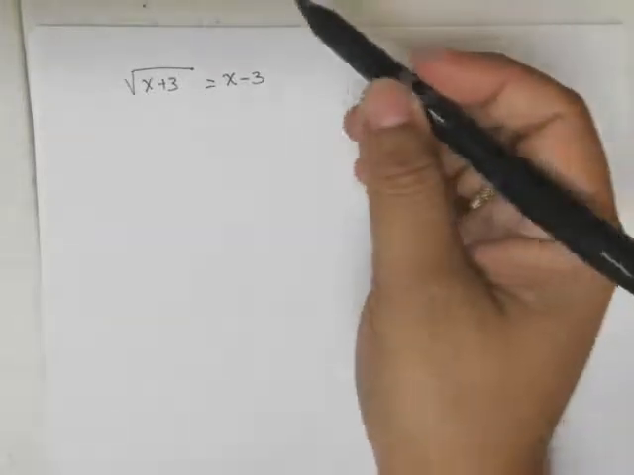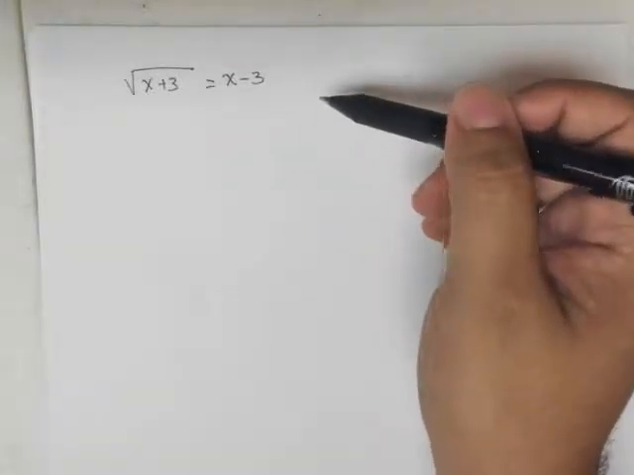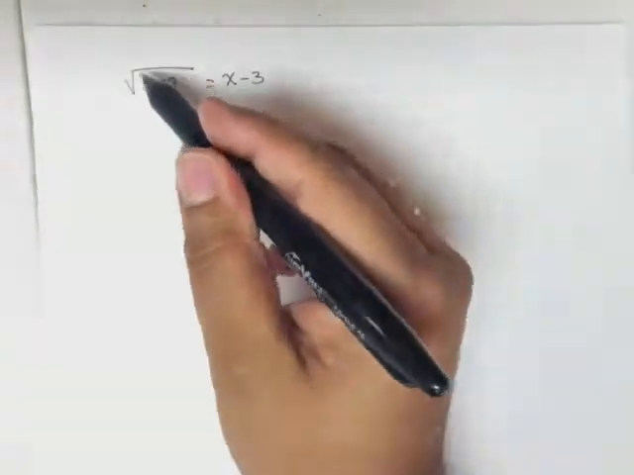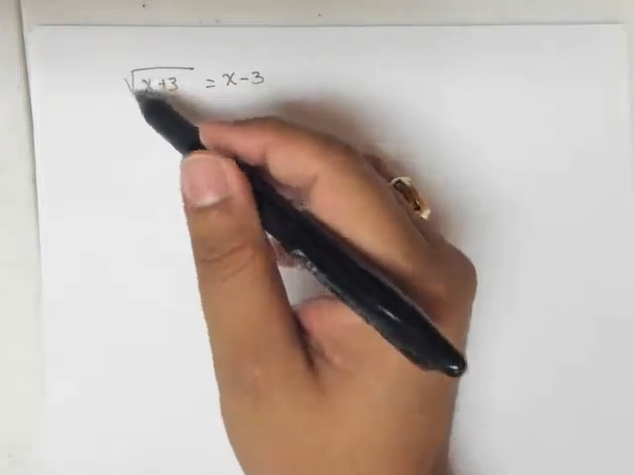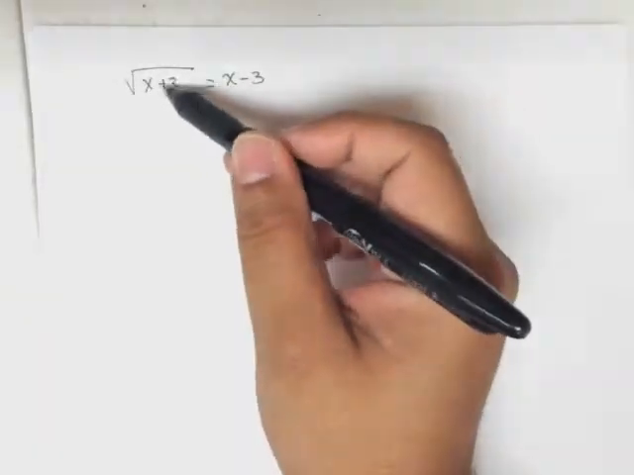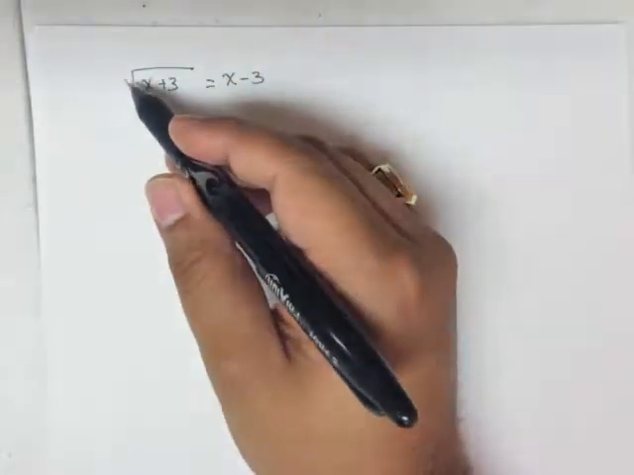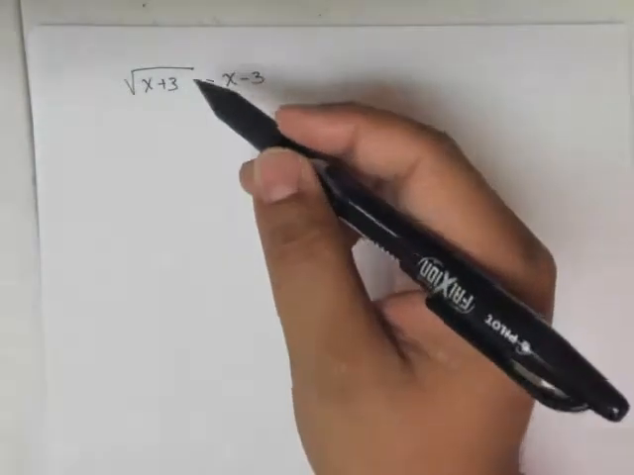Okay, now we've got another type of equation, a radical equation. We know this is a radical equation because of this radical symbol. The radicand is what's inside. So this is a square root. Now, how would we get rid of it?